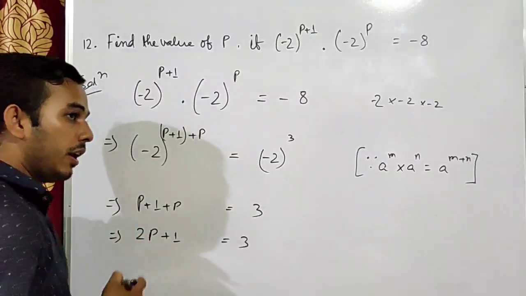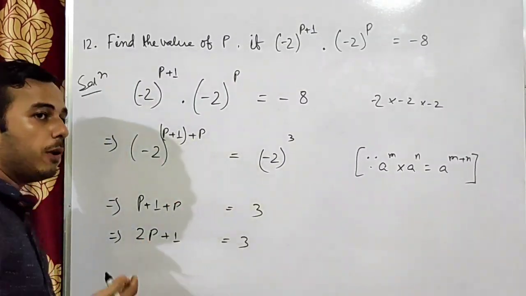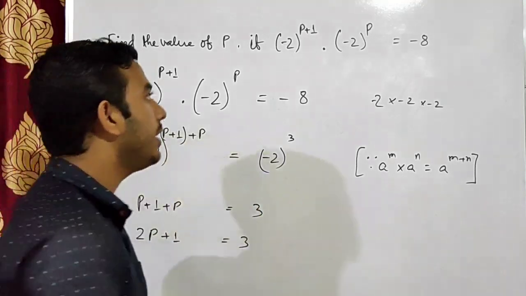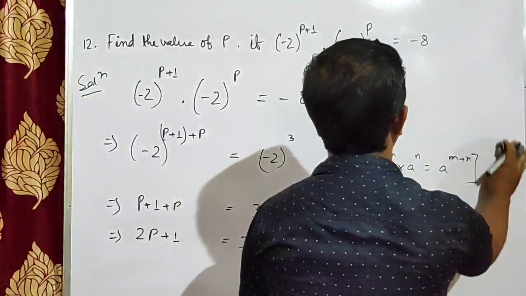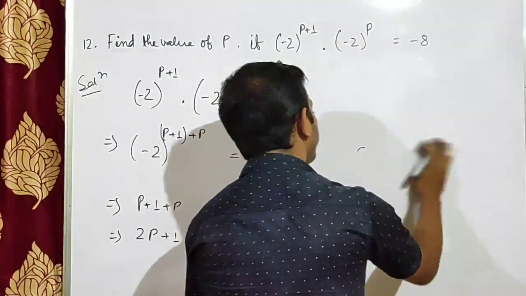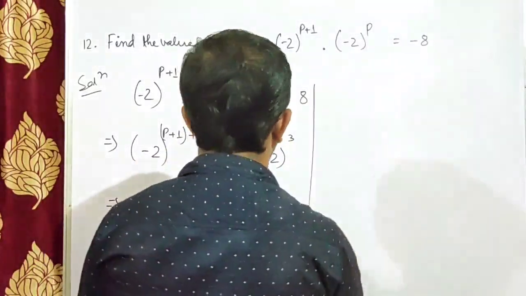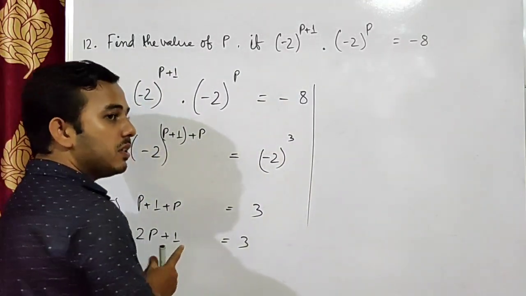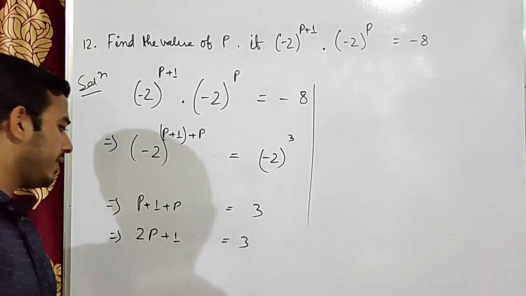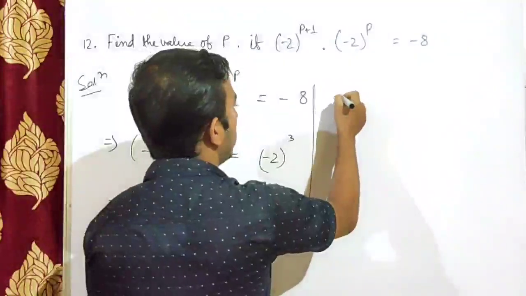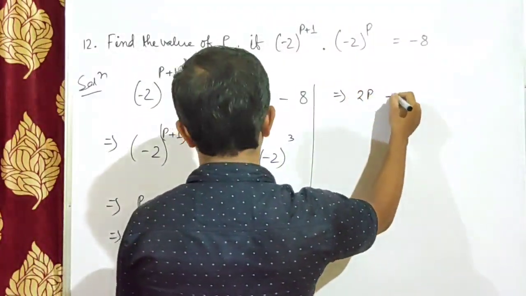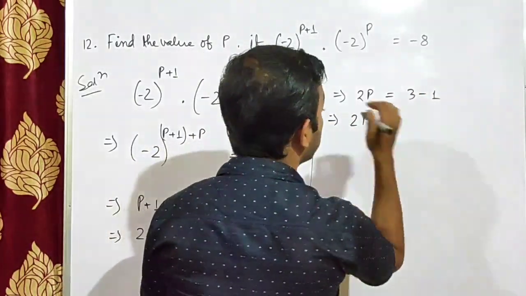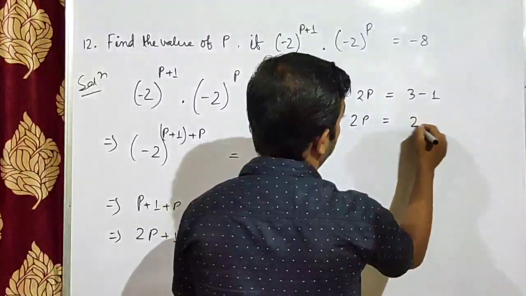Now one by one we have to find the value of p, isn't it? So one by one we will take the constant to the right hand side. Let me erase this one. So now first we will remove this 1. Here 1 is added with 2p, so when I change the side, it will be negative, isn't it? So 2p equals 3 minus 1. So 2p equals 2, isn't it? 3 minus 1 is 2.